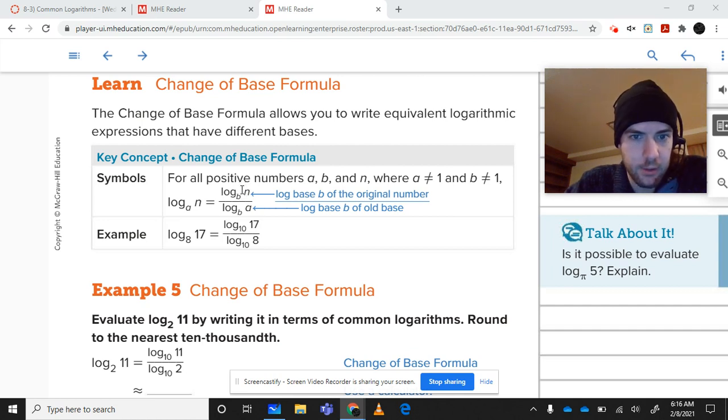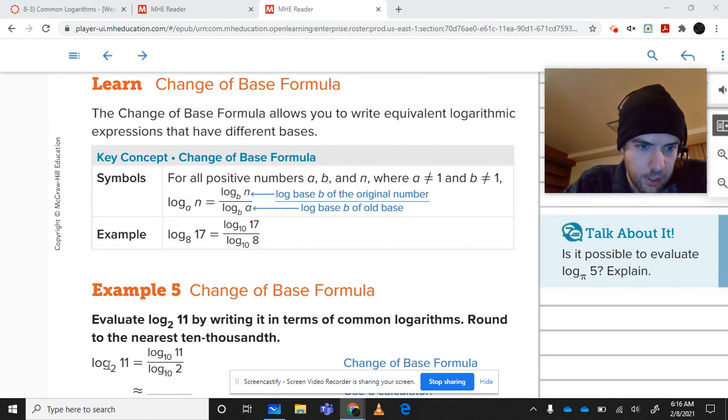So log of n using log base 10. So log base 10 of whatever value you were trying to evaluate. So in this case, it was 11, right? So we're going to say log base 10 of 11. And that's going to be divided by log base 10 of the old base. Okay, so it's not too hard to remember.